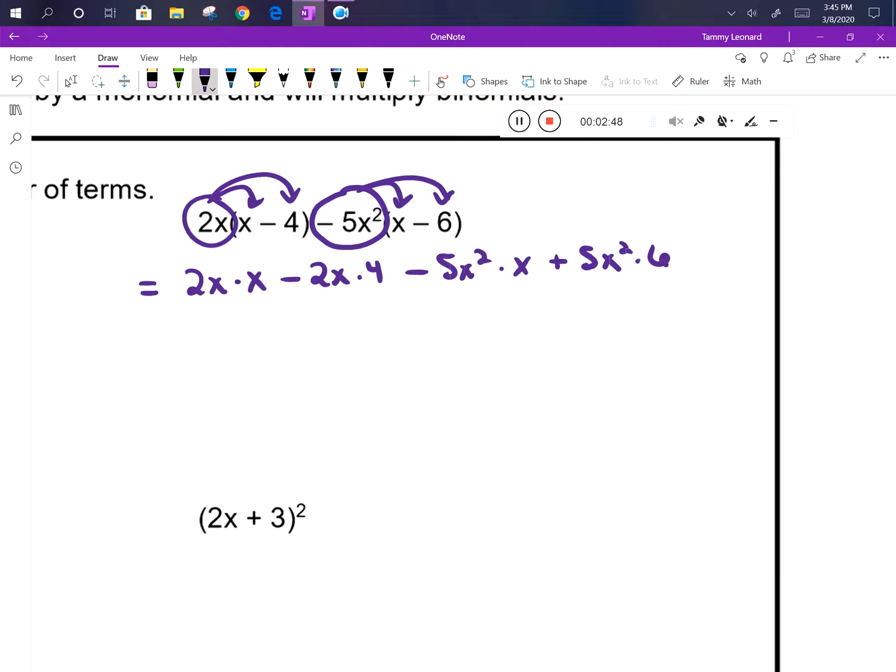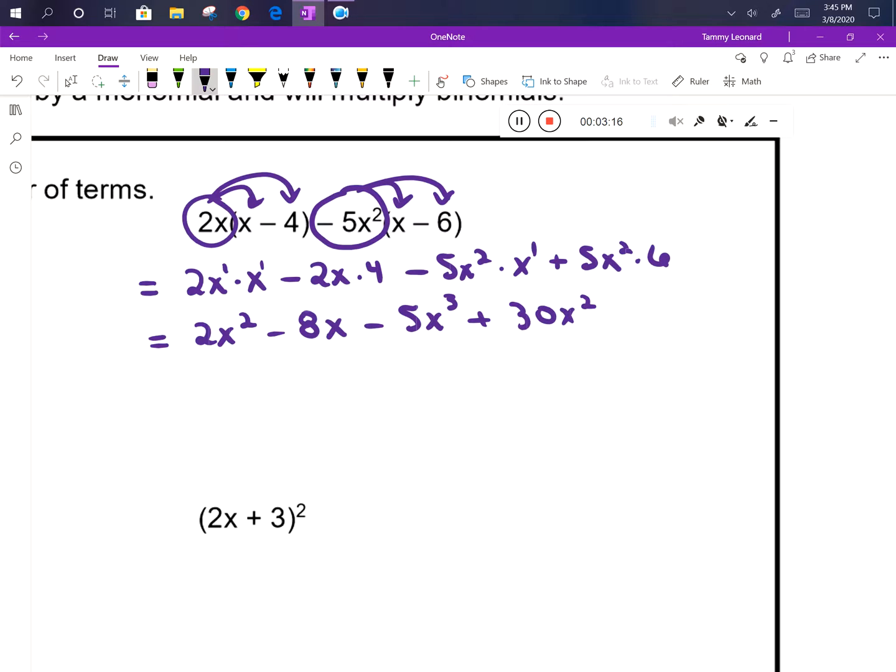All right, so 2x times x. Well, when I multiply with the same base, I add those exponents to get 2x squared. 2x times 4, just the coefficients get multiplied. -5x squared times x. Well, x to the second times x to the first. When I multiply with the same base, I add the exponents to get 3. And in the last term, just the coefficients multiply.